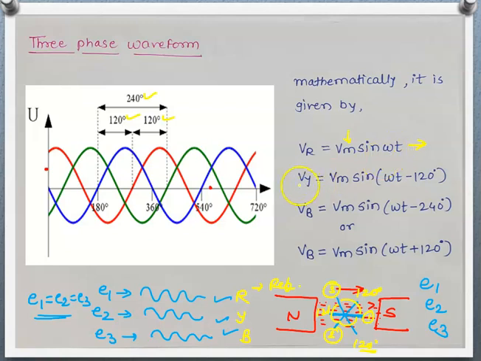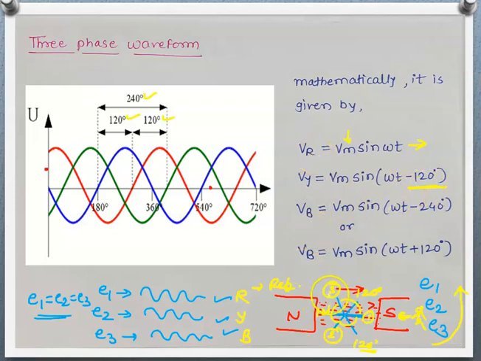Now when we write Vy, it is equal to Vm sin of omega t minus 120 degrees, because we know that all the phasors rotate in the anti-clockwise direction. So if we stand here and observe this conductor, then 1 will pass first, and after that, after 120 degrees, 2 will pass. That means after 120 degrees, 2 is passing this position. So this can be written as minus 120 degrees. Vy is lagging behind VR by 120 degrees, so minus 120.